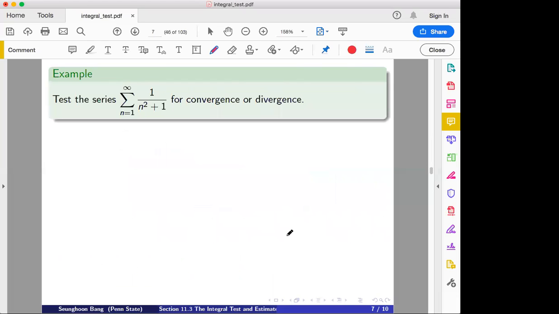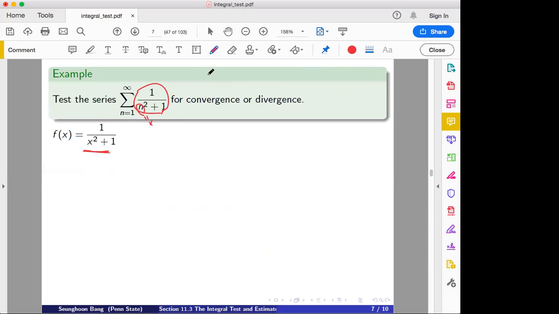Test the series for convergent or divergent. So you can check: f of x equals 1 over x squared plus 1. The series is given, and you can replace this n by x. We make a function. This function is continuous, right? The function is continuous. It's good.